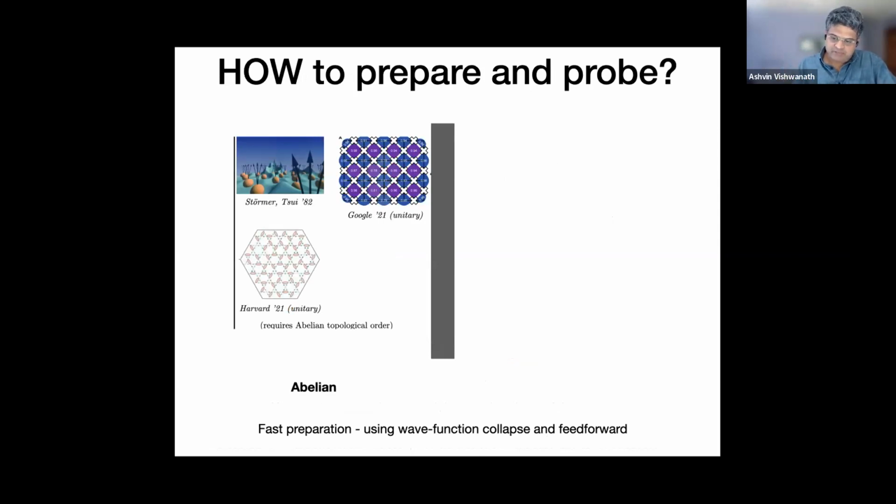Okay, so now turning to the question of how do you try to prepare and probe these states. Let me just very briefly recap what the situation is with the Abelian anyons. Of course, there's extremely good evidence for them to be realized in the fractional quantum Hall effect. And more recently, there have been some small system size realizations in these synthetic quantum platforms using Rydberg atoms and also on superconducting qubit arrays on Google's Sycamore chip.